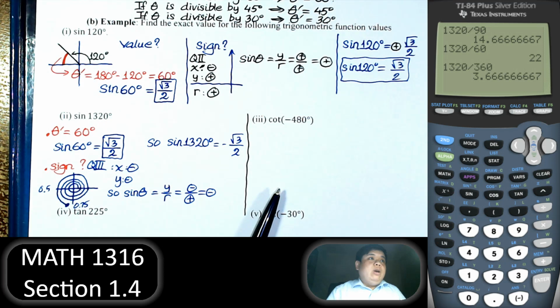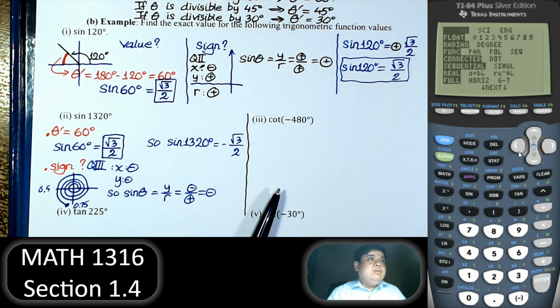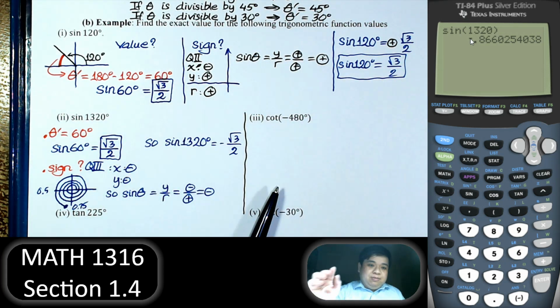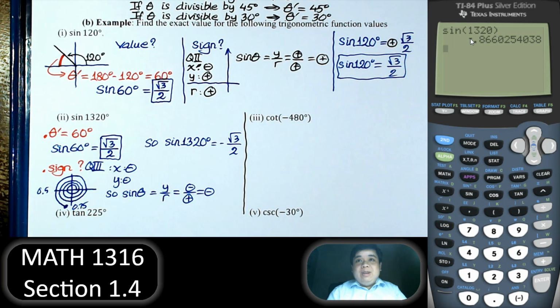By the way, if we have a calculator, hit mode, go to degree, and after that we hit sine of 1320, and it's negative. The calculator did not give us negative square root of 3/2, but at least we know it's negative. So that helps us a lot. We know it's positive or negative. The values, the hand will take care of it. So essentially that's what we do. If you have a calculator, that will determine the sign rather quickly. So let's just go with that.